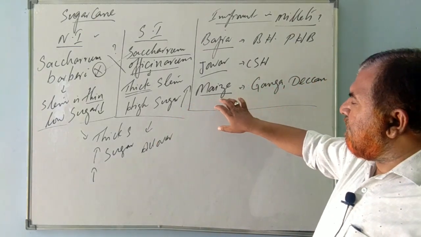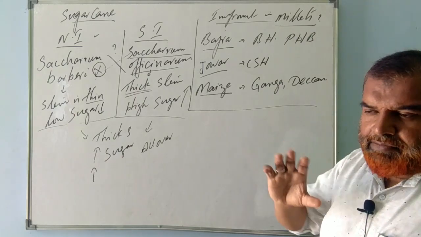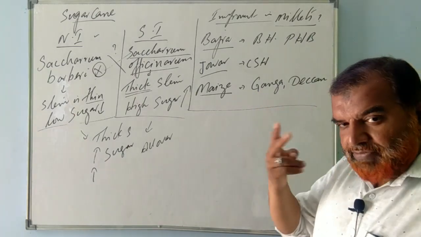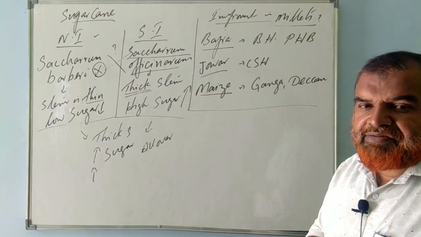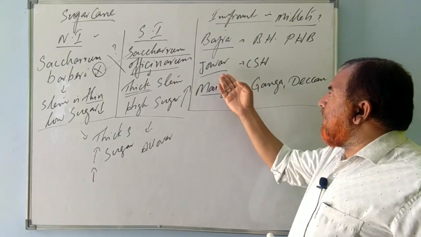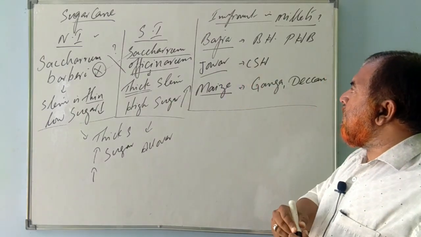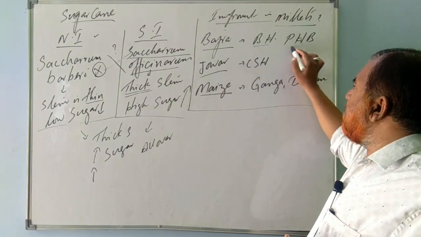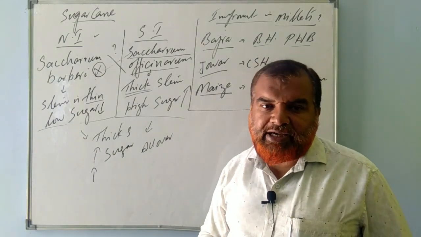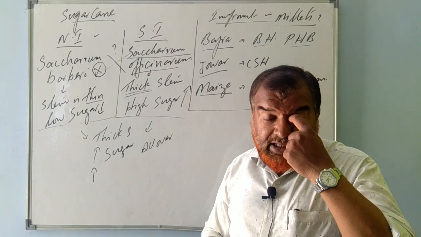But you have the syllabus. One is maize. What is the hybrid of maize? Name is Ganga. The other name is Deccan. It may be asked for 2 marks also: name the 2 hybrid varieties of maize. Simple, very easy answer. Ganga and Deccan. Jowar, the CSH series. Bajra, BH, PHB. These are the different hybrids of millets.